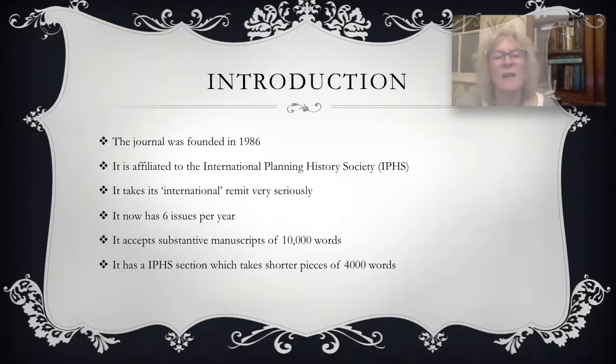So the journal was founded in 1986. So it's a pretty well-established journal. And an important point to remember is that it's affiliated to the International Planning History Society. Now, this means that members of the International Planning History Society receive copies of Planning Perspectives, either electronically or as hard copy, as part of their membership. So it does mean that you have a specialist audience who are, if you like, key readers of material that is published in the journal.